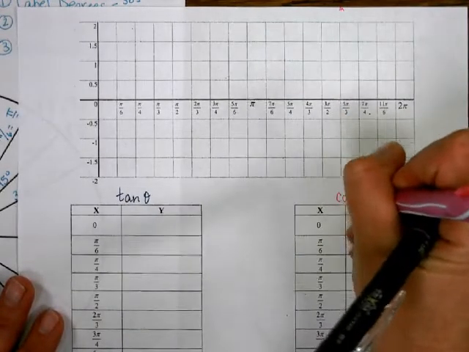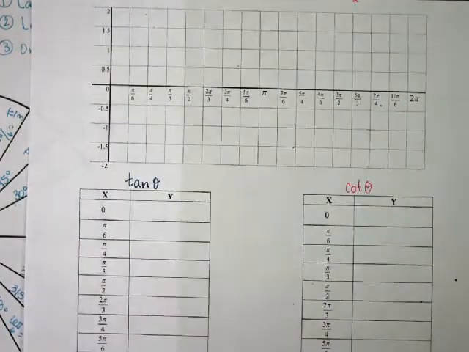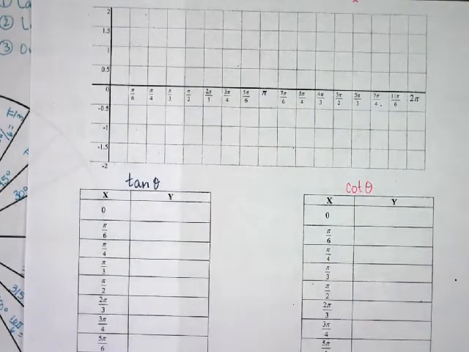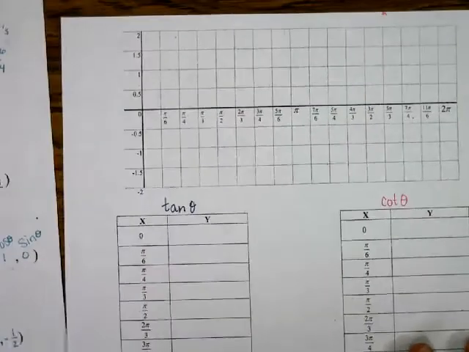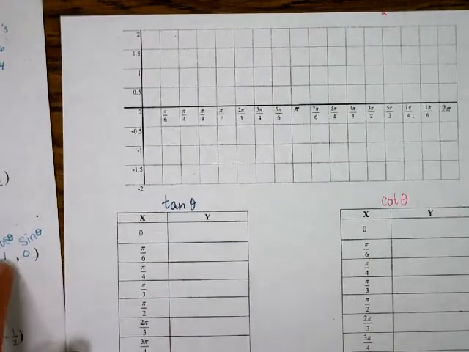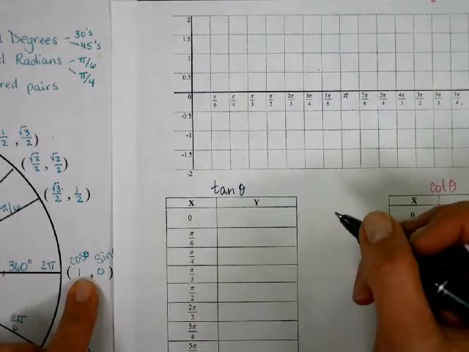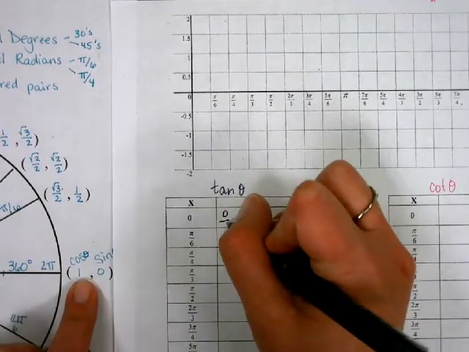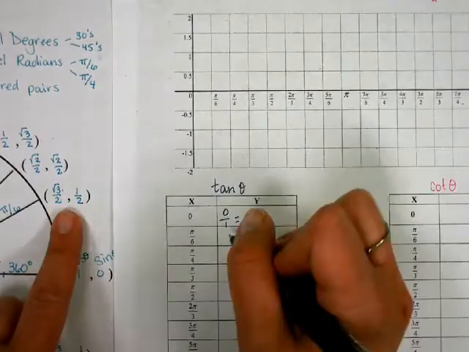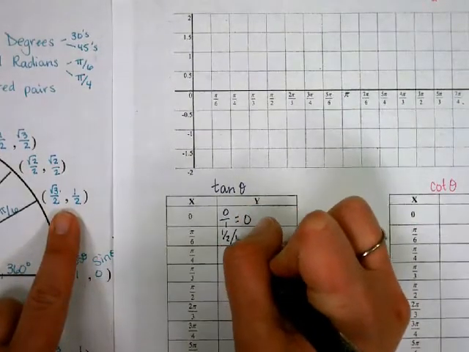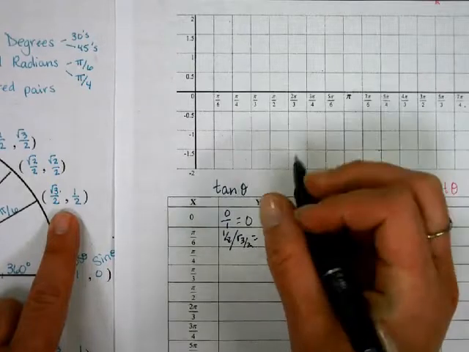Okay, tangent. Remember, tangent is sine divided by cosine, or y divided by x. Okay, so we're going to still use this guy. We're going to take our y, and we're going to divide it by x, going around our circle. Okay, so here we go. 0 over 1 is 0. And then 1/2 over root 3 over 2. Remember, the 2's cancel. So this is 1 over root 3, or root 3 over 3.